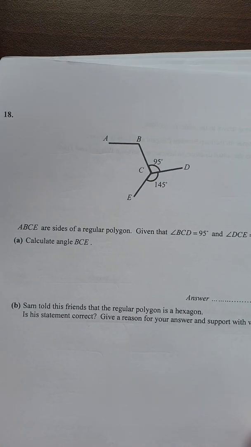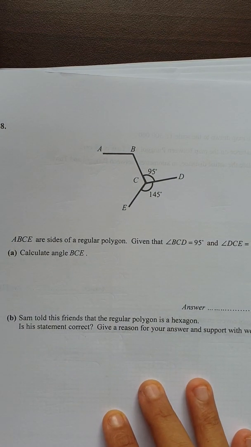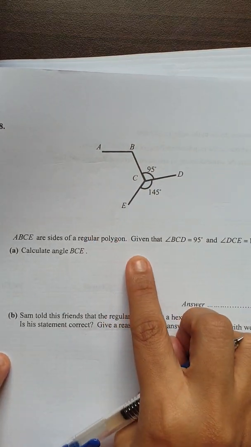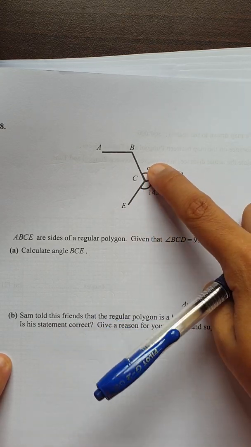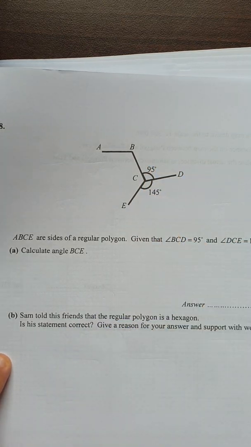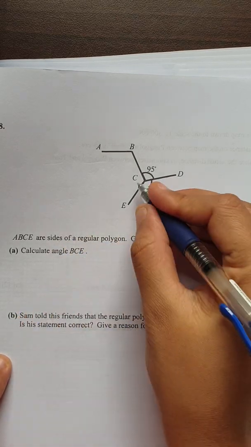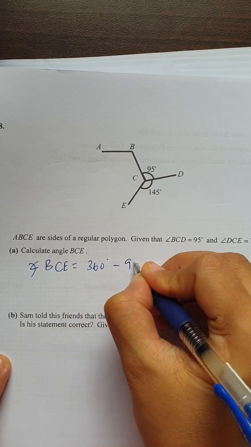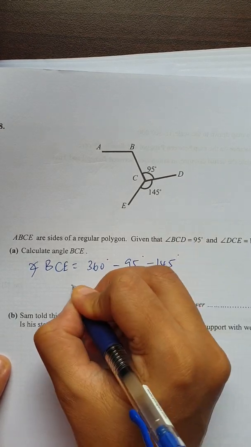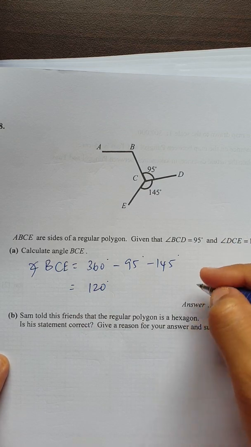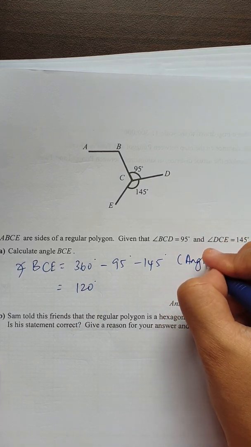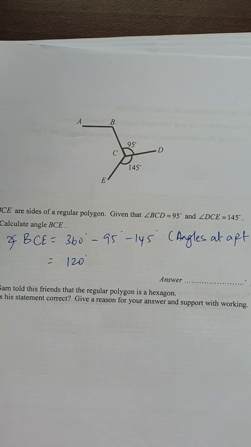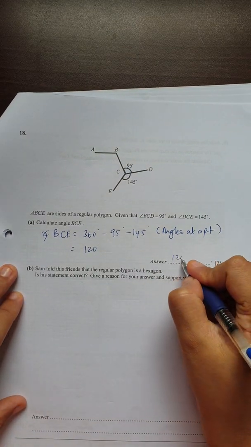Okay, question 18. ABCE is a part of a regular polygon. Given that angle BCD is 95 and this is 145, first calculate BCE. Okay, this is just angles at a point. So BCE is given by 360 minus away 95 minus away 145, which is going to give you 120. Okay, simple angles at a point. So the answer is 120 degrees.